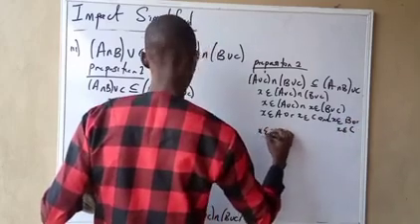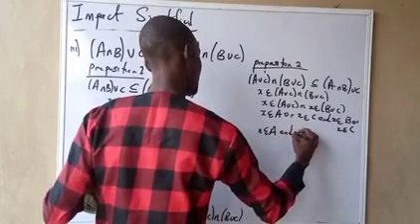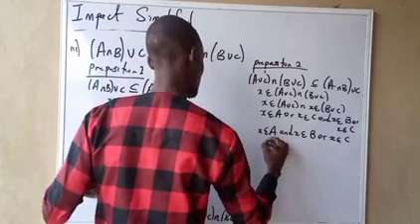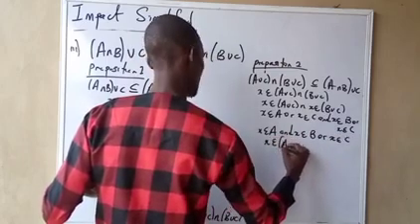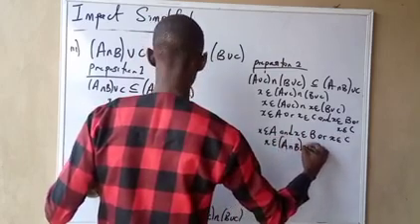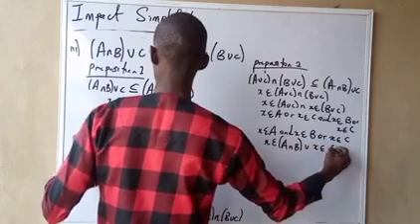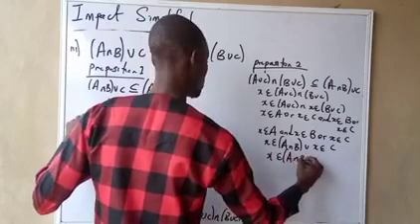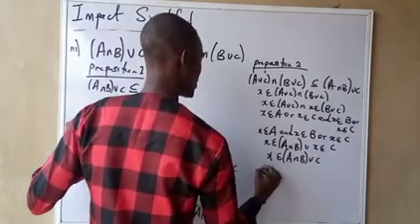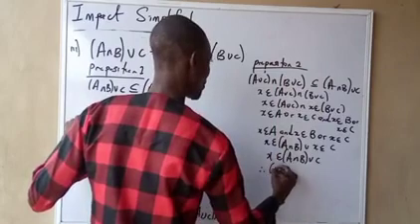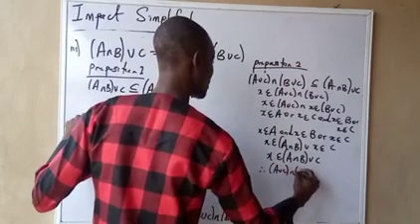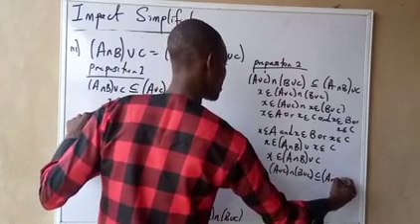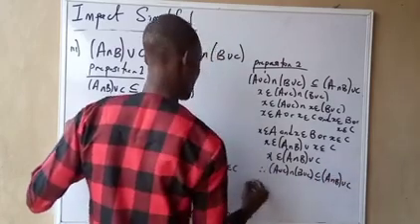We have X is an element of A and X is an element of B or X is an element of C. Copy it backward. X is an element of A intersection B union X is an element of C. Copy it backward. X is an element of A intersection B union C. Therefore, we can now conclude that A union C intersection B union C is a subset of A intersection B union C.